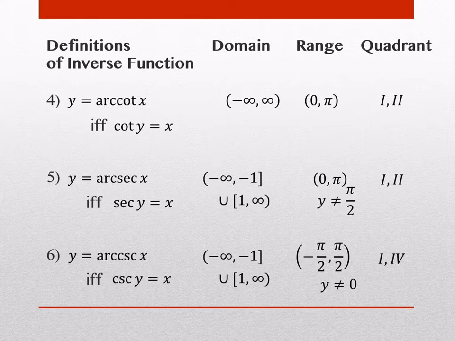The quadrants match the same as they were. So the secant quadrants are 1 and 2, just like they were for cosine. The cosecant quadrants are 1 and 4, just like they were for sine.